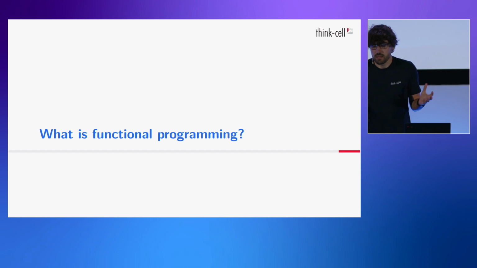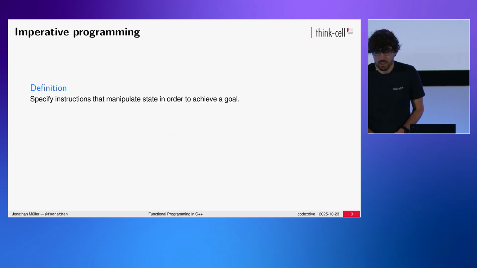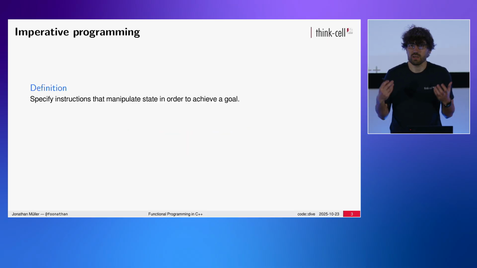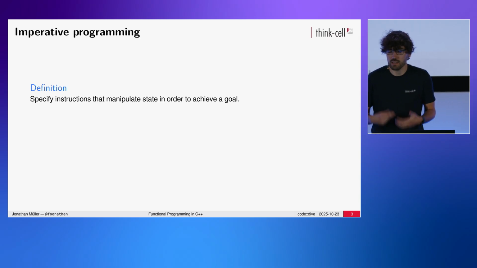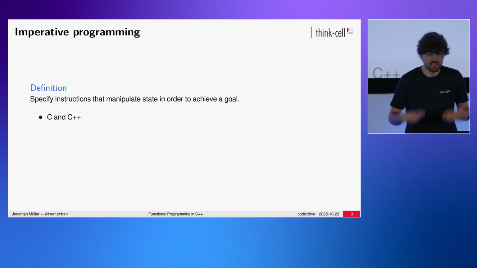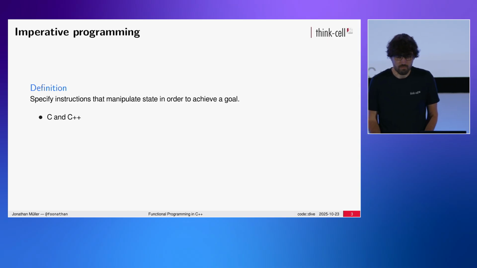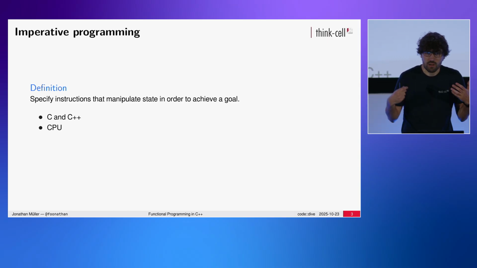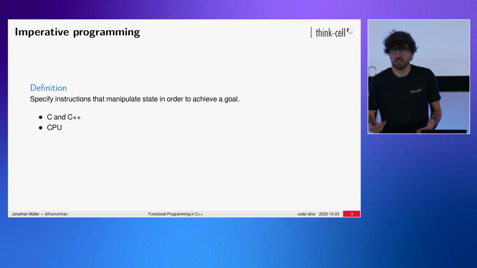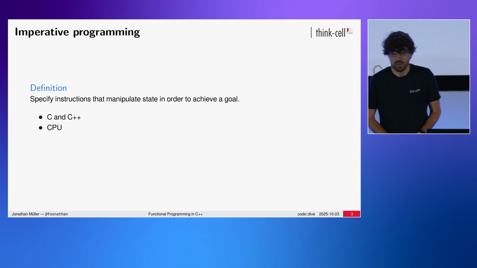So let's get started. What is functional programming? Functional programming is fundamentally very different from imperative programming. In an imperative program, you specify instructions that manipulate some state in order to achieve a goal. And this is how C and C++ work. You have statements, statements modify memory, and in the end, the memory will contain the bits that you need to represent your solution. This is also how the CPU works, right? You've got assembly instructions, they also modify memory, modify the values in registers, and you directly specify the instructions.